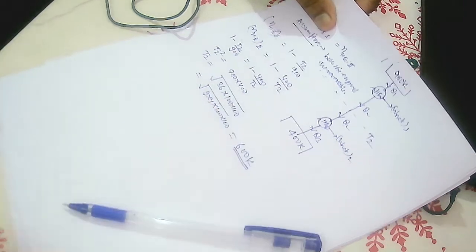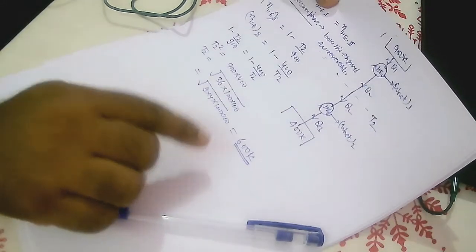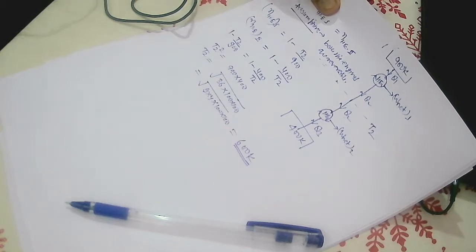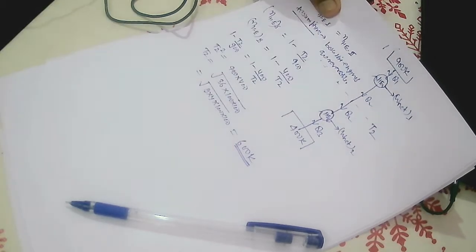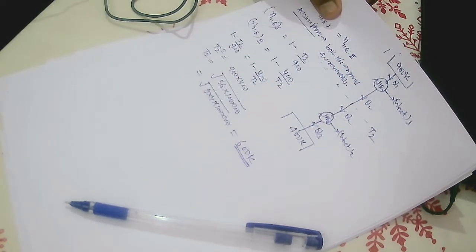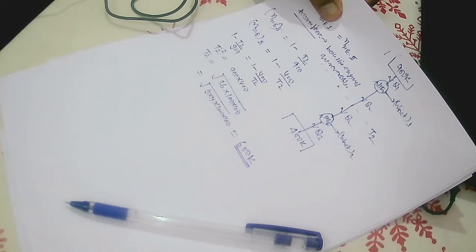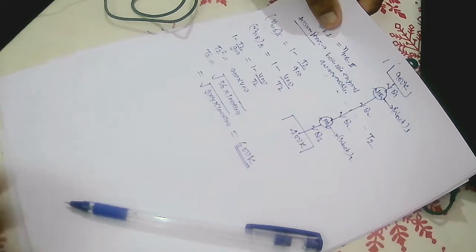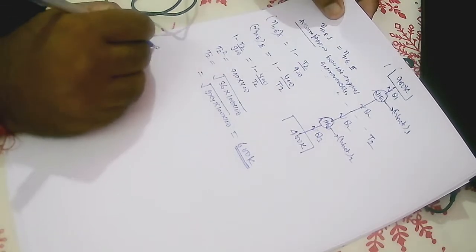Look for this. Why is that 600 Kelvin? This is T2. So 600 is given. This is the correct answer for this problem. So next, go for the next problem.